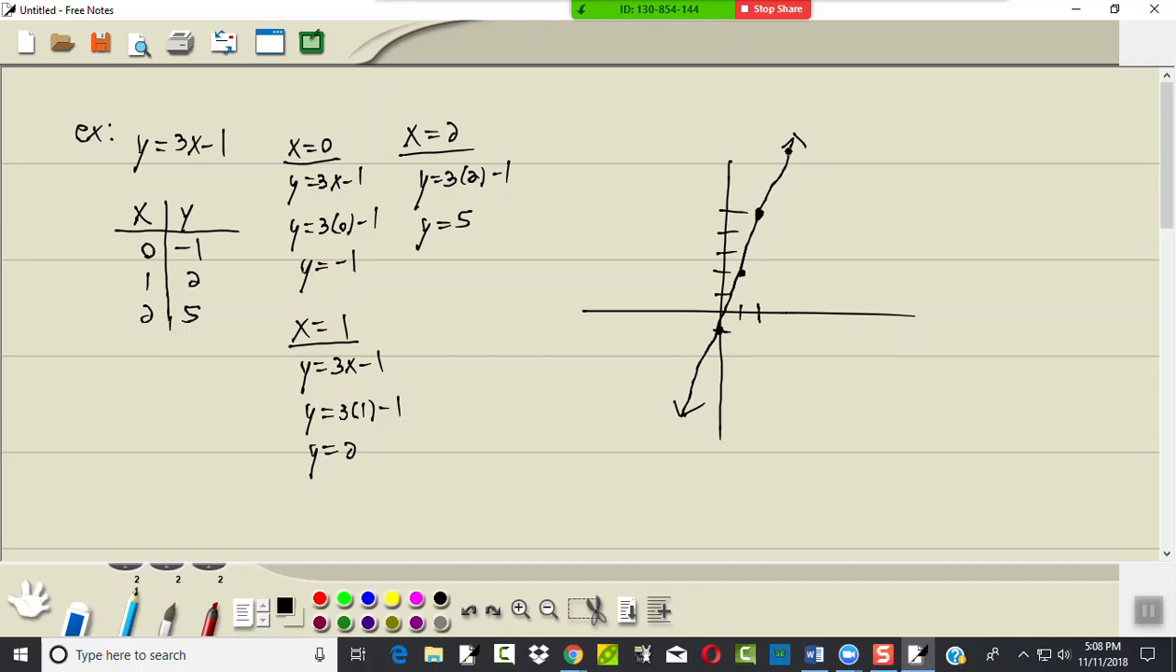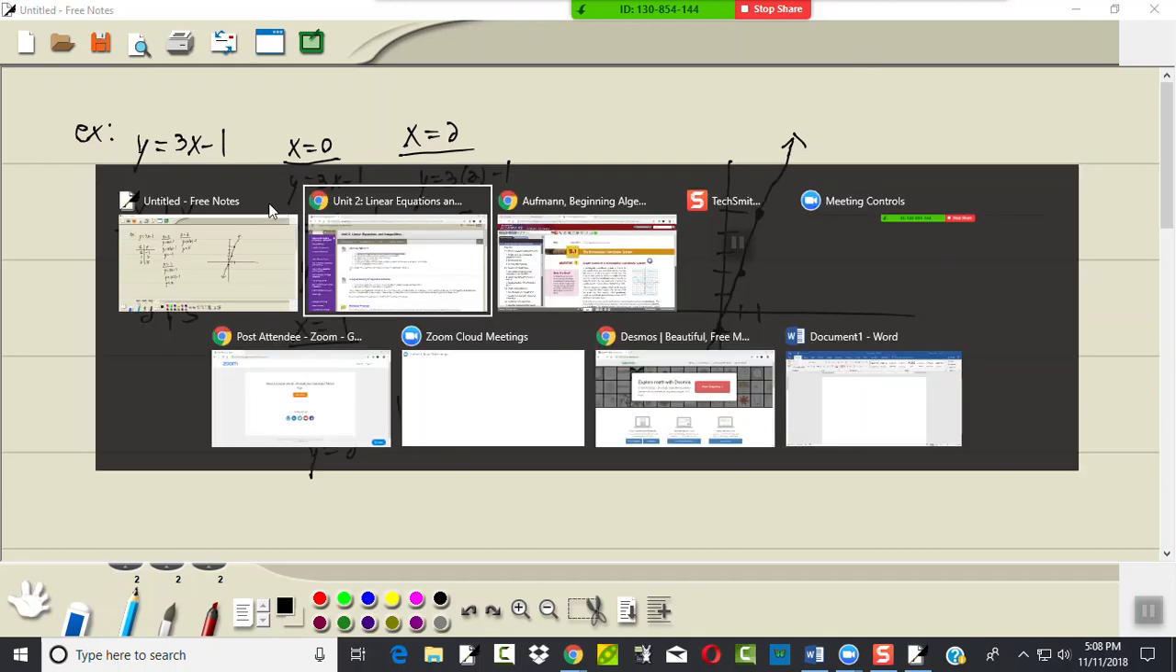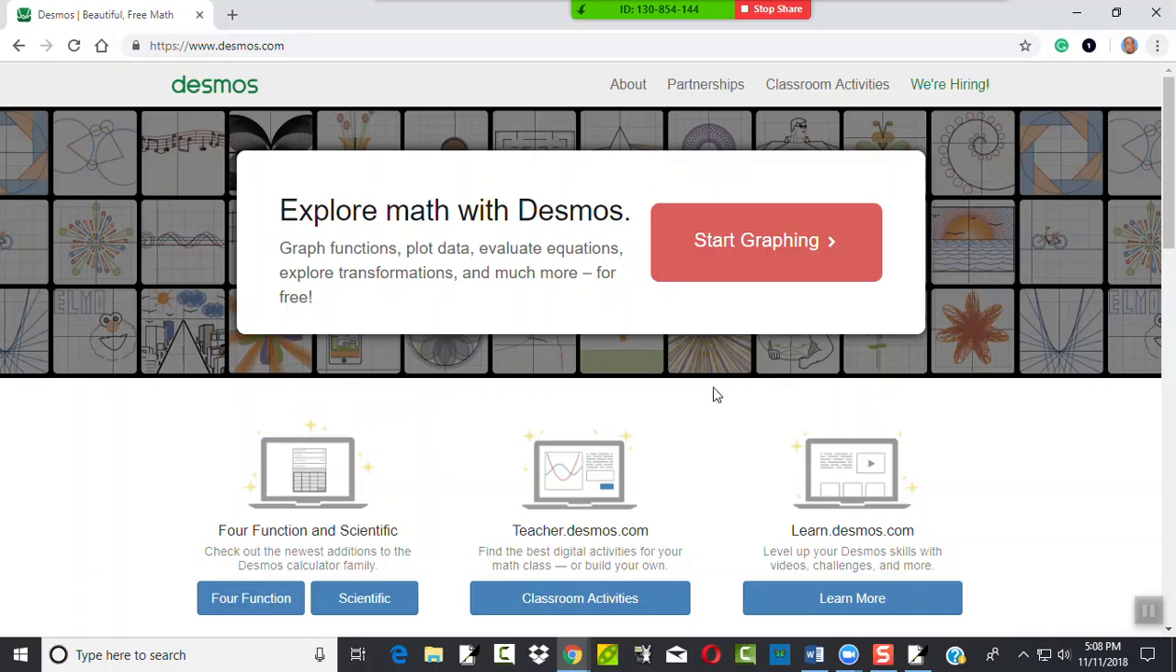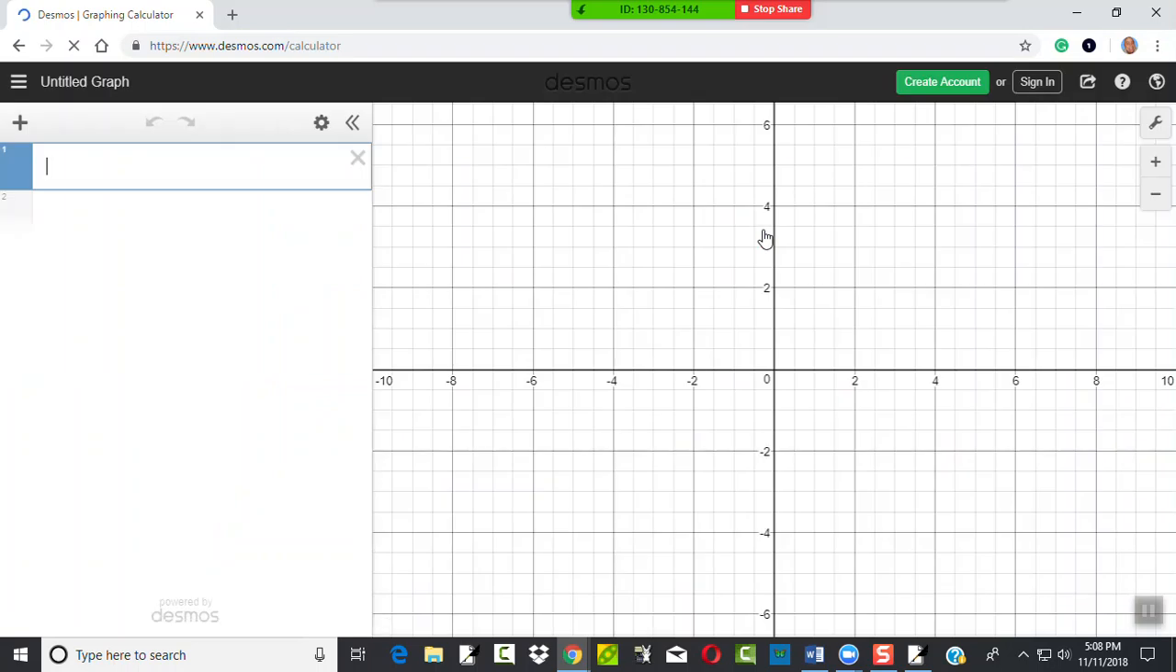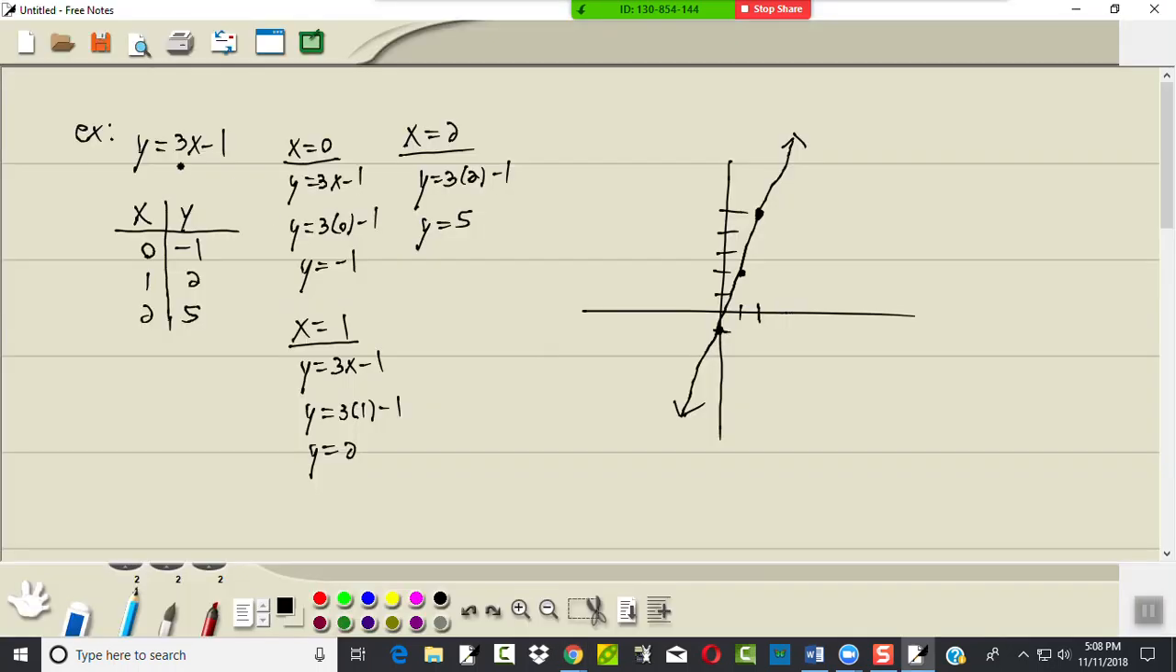Now that's by plotting points. I'm going to show you another utility. It's called Desmos to graph these. And this is www.desmos.com. And once you get here, you can click this Start Graphing. And we just type in exactly as you see it. Y is equal to 3x minus 1.